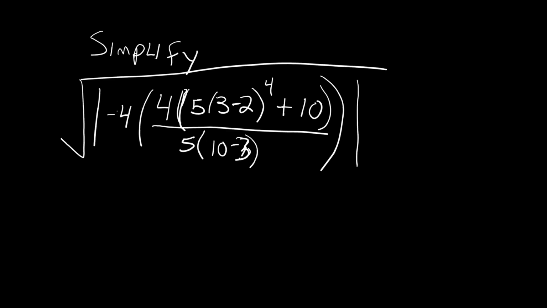So this is the problem that we want to simplify. The square root of the absolute value of negative 4 times the fraction: 4 times 5 times 3 minus 2 to the fourth plus 10, all over 5 times the quantity 10 minus 3.